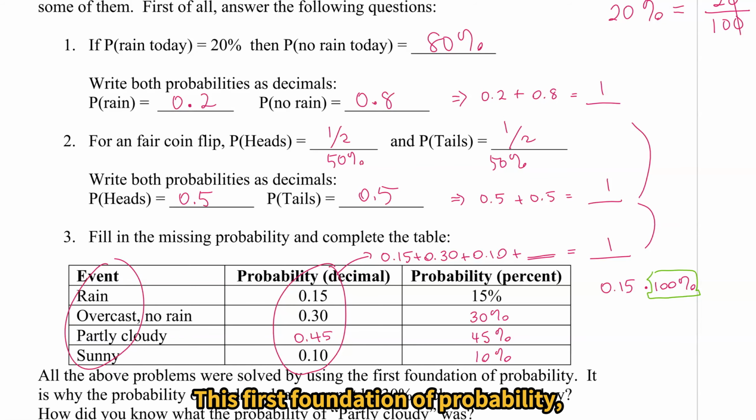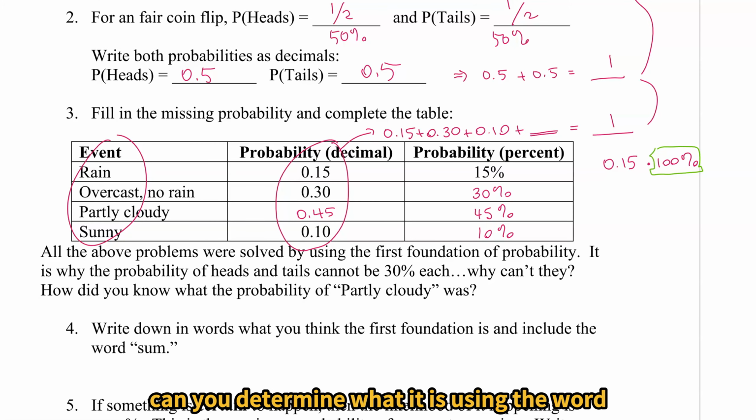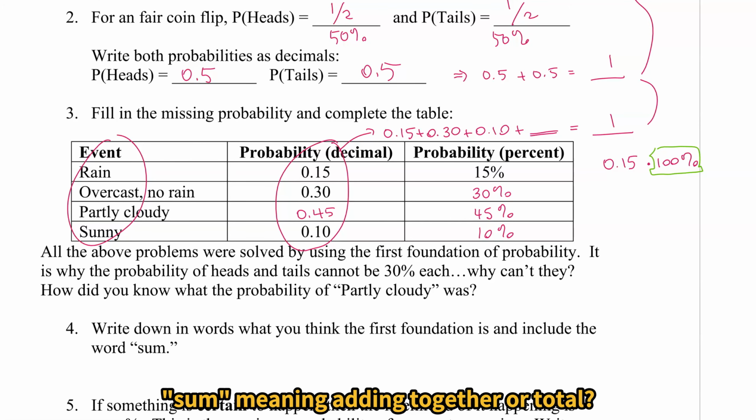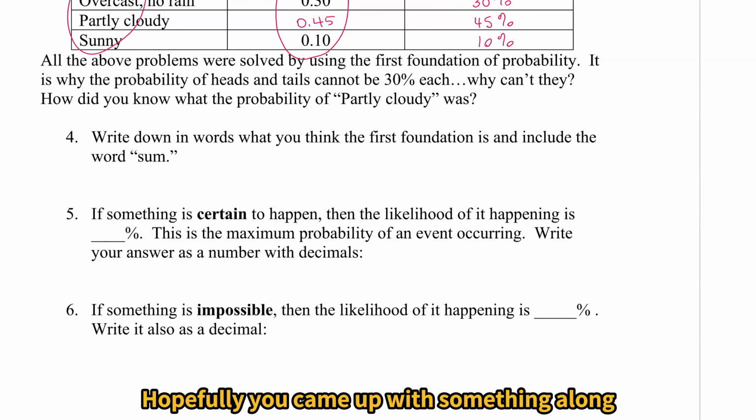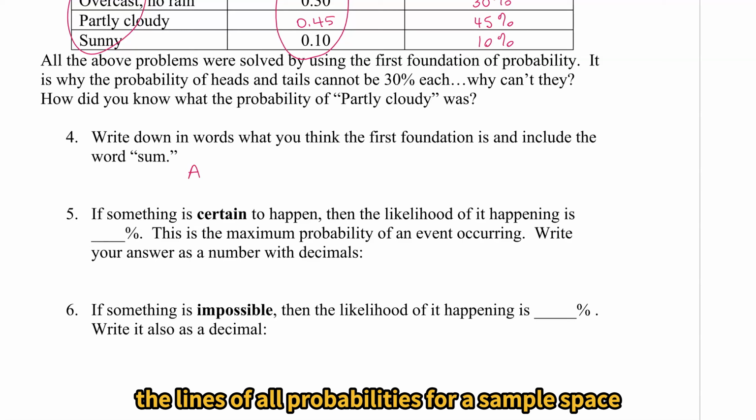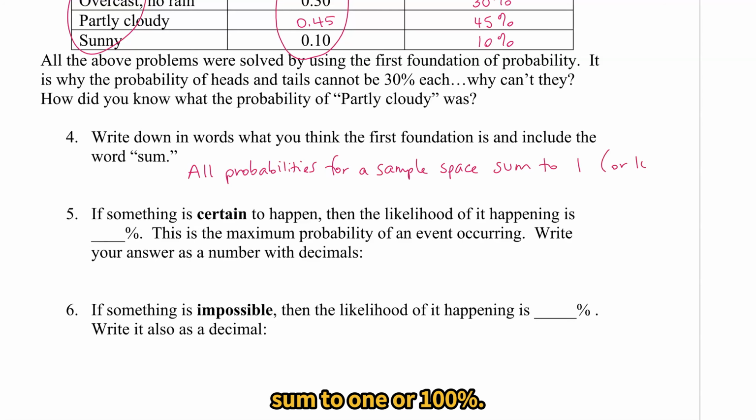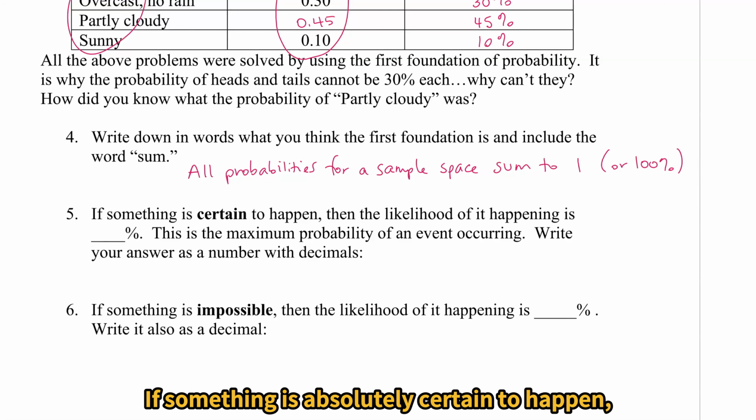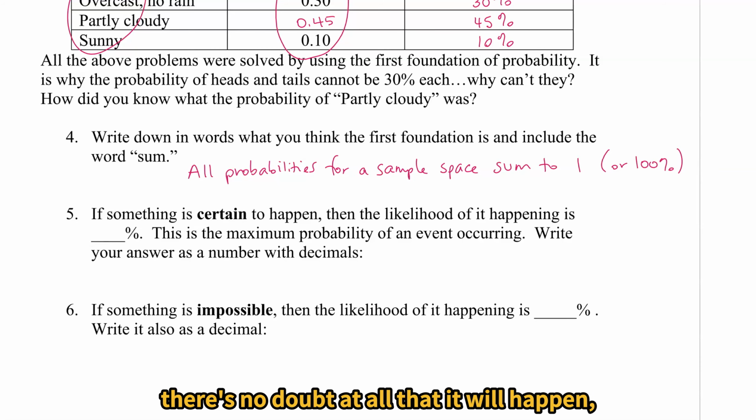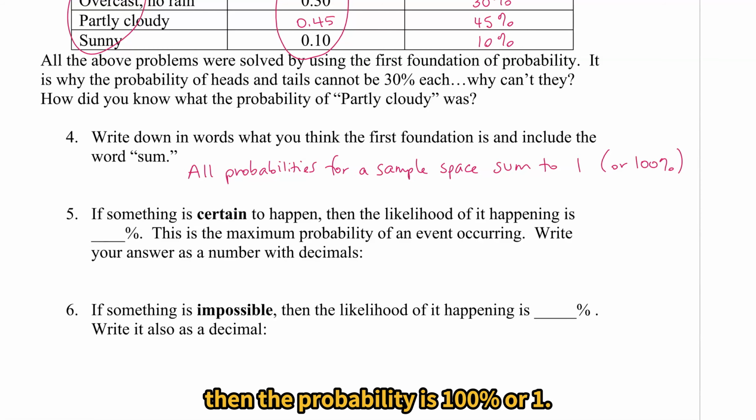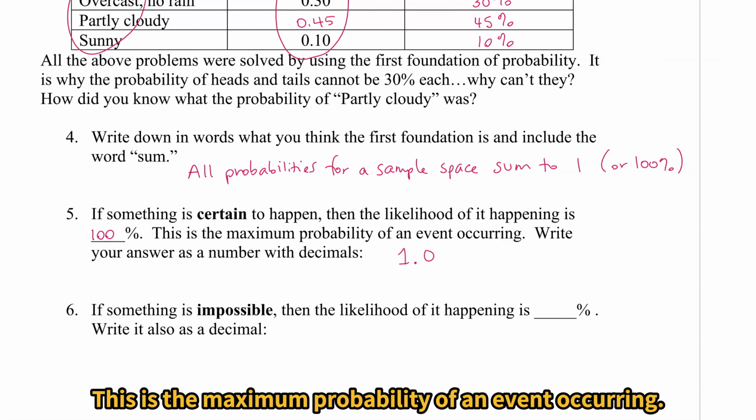This first foundation of probability, can you determine what it is? Using the word sum, meaning adding together or total. Hopefully you came up with something along the lines of all probabilities for a sample space sum to 1, or 100%. If something is absolutely certain to happen, there's no doubt at all that it will happen, then the probability is 100%, or 1. This is the maximum probability of an event occurring.